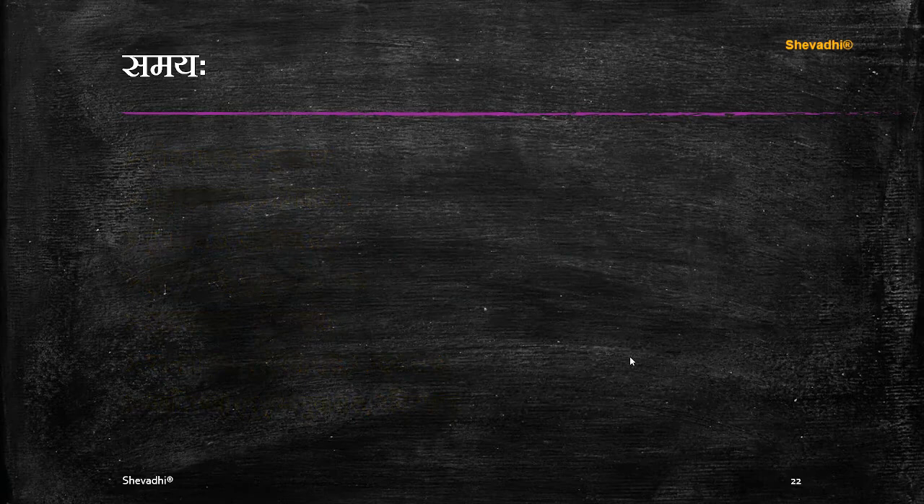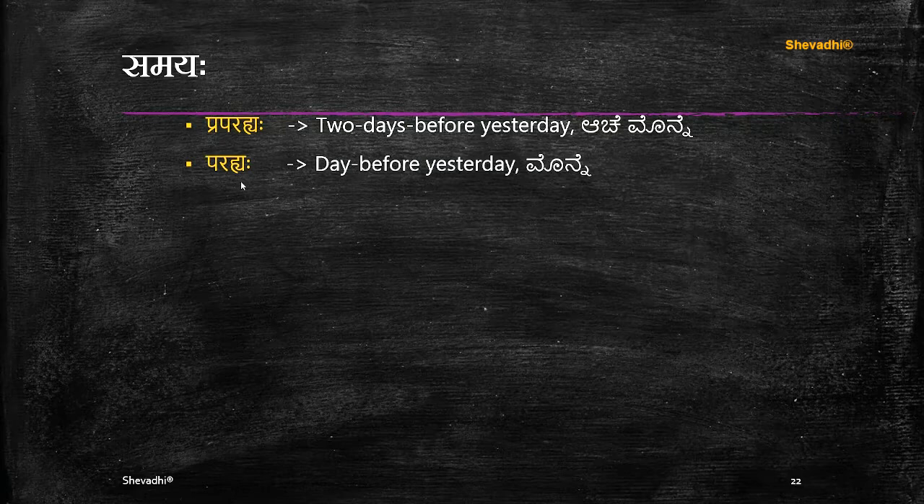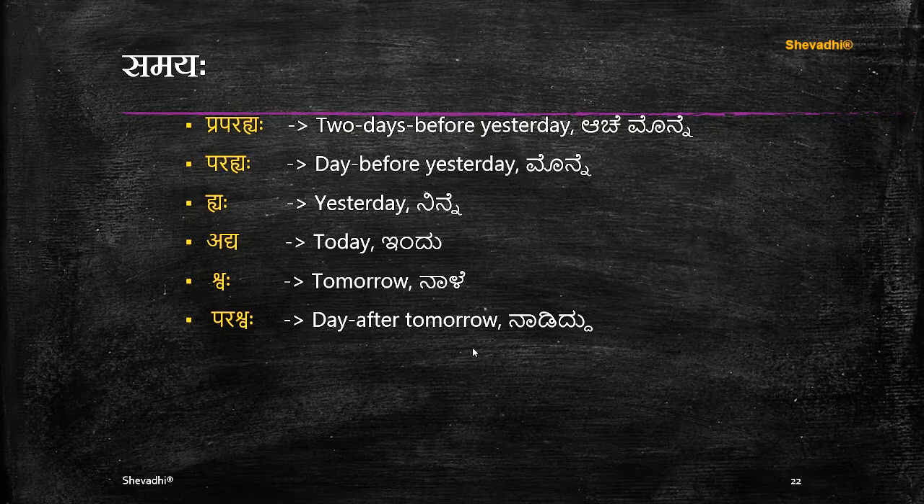And other relative days, like we say day before yesterday or day after tomorrow, things like that. Similar words are also in Samskrita. Let us take a look at it. Praparahyaha, 2 days before yesterday. Parahyaha, day before yesterday. Hyaha, it is yesterday. Adya, today. Shvaha, tomorrow. Parashvaha, day after tomorrow. Praparashvaha, 2 days after tomorrow.